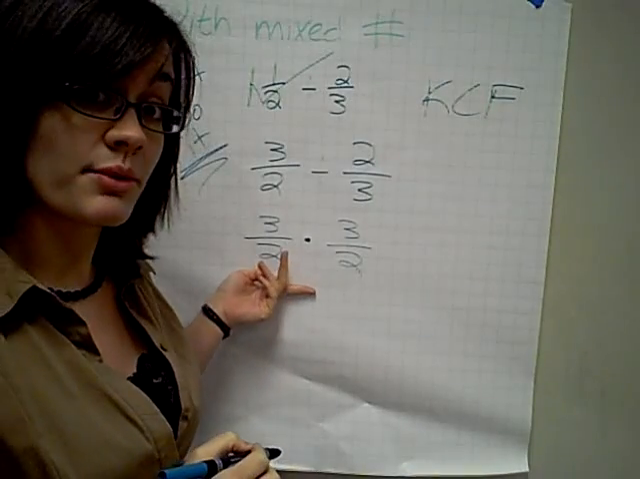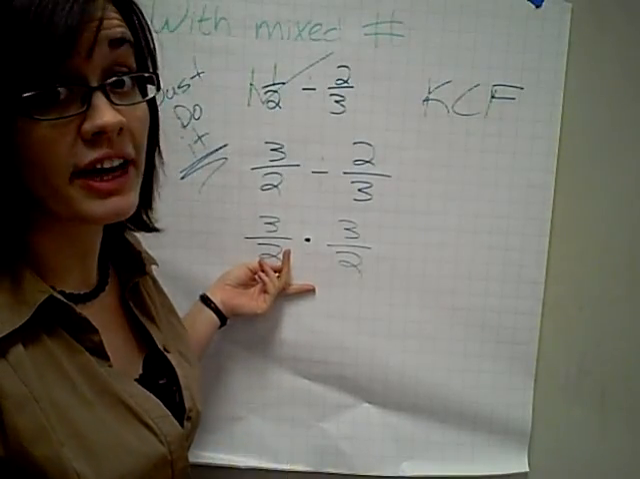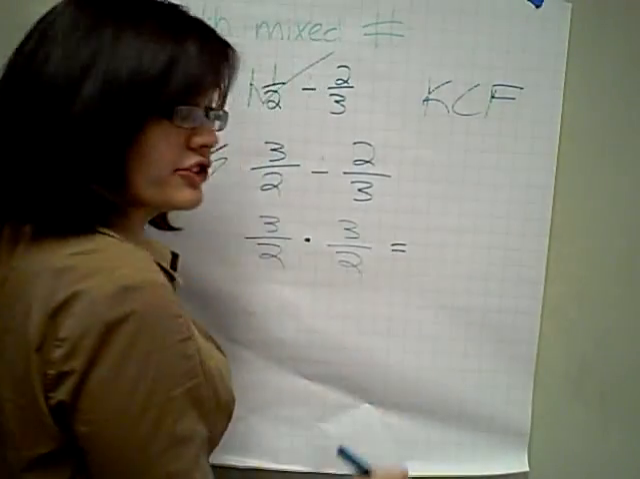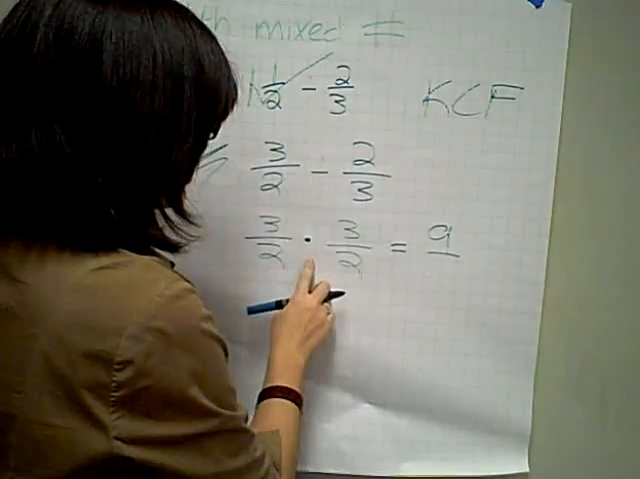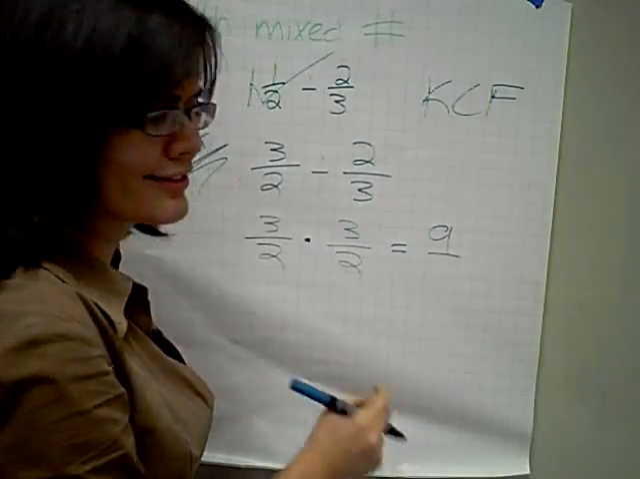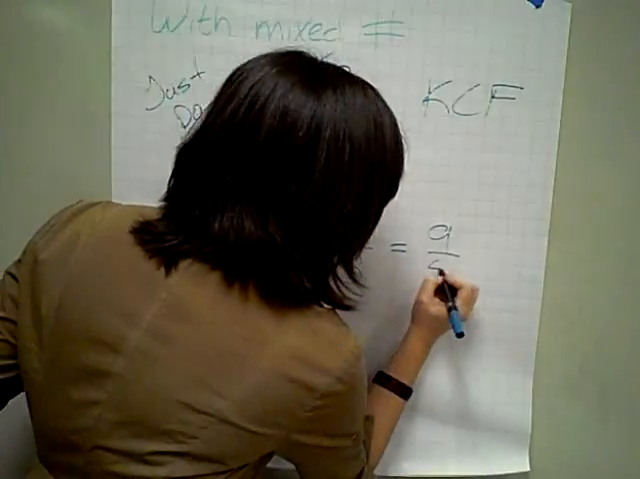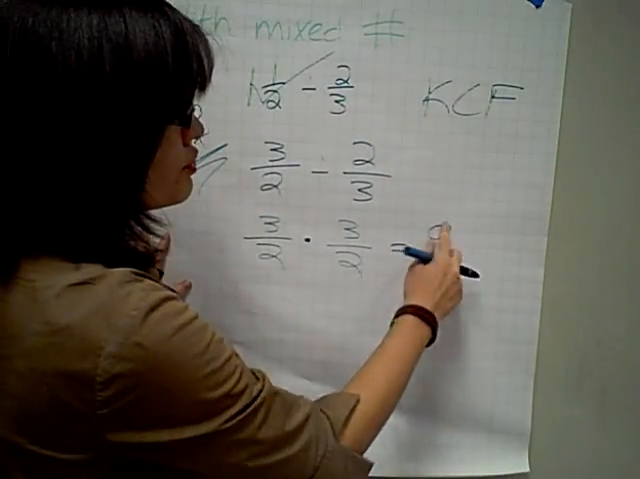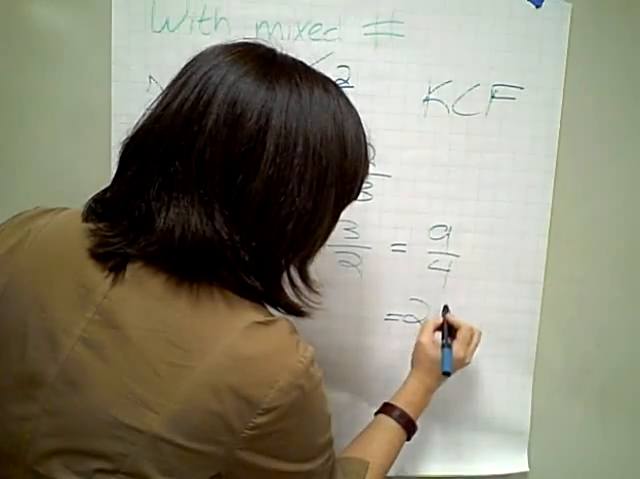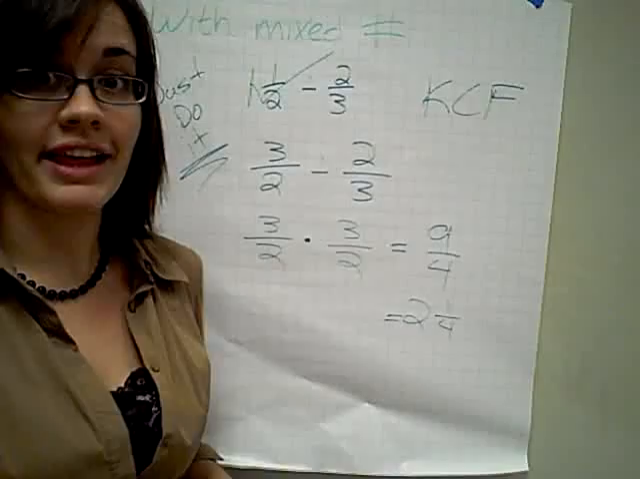Look at this. Is there any simplification here? No, there's not any simplification. So you multiply straight across. 3 times 3 is 9 over 4 times 4. Sorry guys. 2 times 2 is 4. Even on a video I make mistakes. 4 goes into 9 2 times with 1 left over.